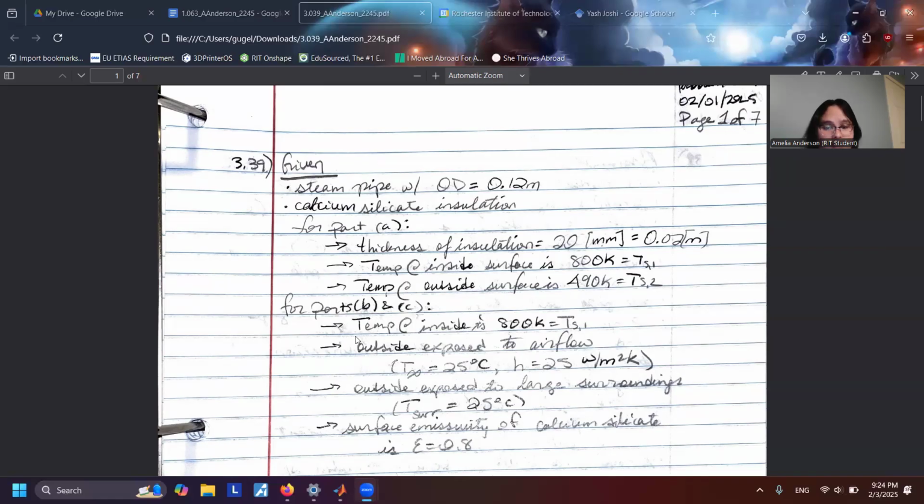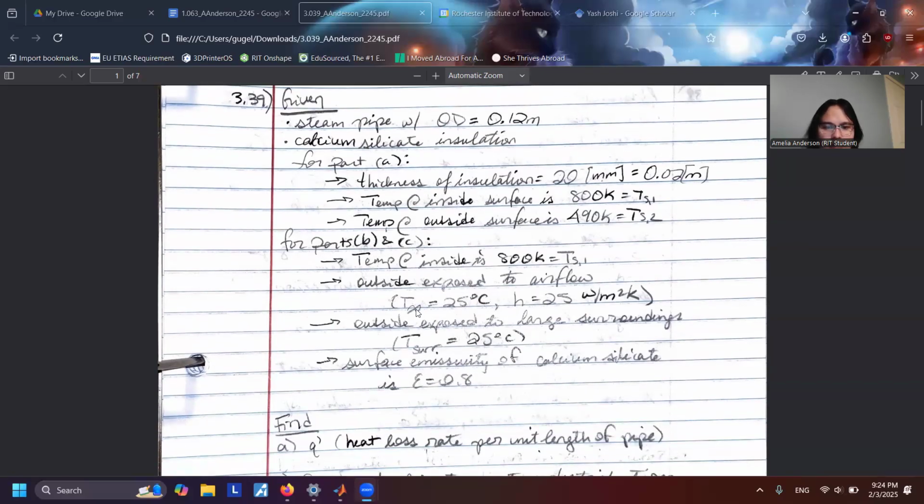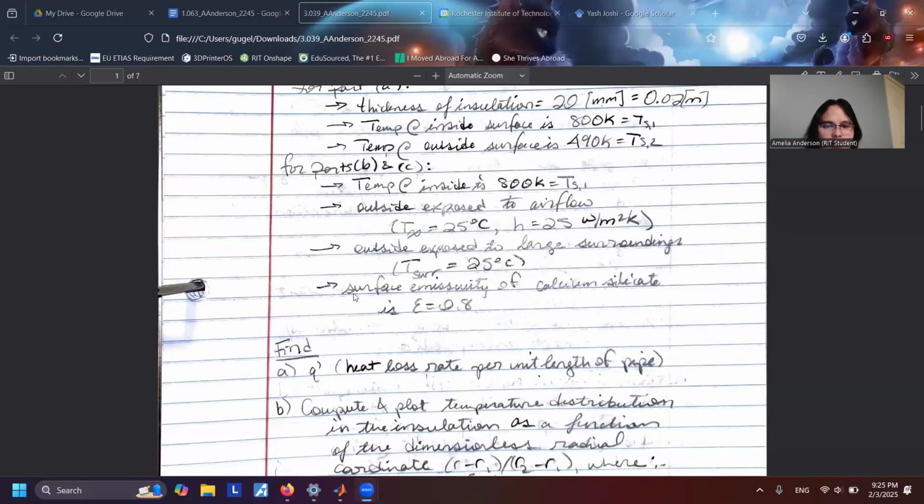For parts B and C, we only know the inside temperature as 800 Kelvin. We know that the outside will be exposed to airflow with a bulk fluid temperature of 25 degrees Celsius and a convection coefficient of 25 watts per meter squared Kelvin. We also know the outside, which is R2, so that's T2, will be exposed to large surroundings. So we're going to assume it's a small object in a large enclosure, and those will have the same temperature as the bulk fluid, 25 degrees Celsius. We are also given the surface emissivity of the calcium silicate insulation, epsilon equals 0.8.